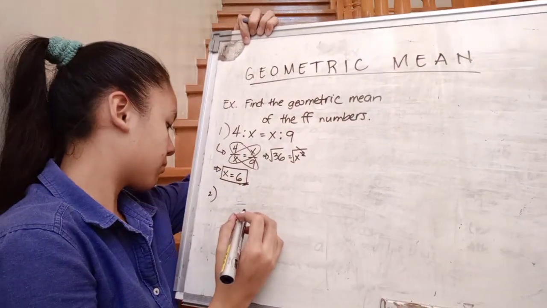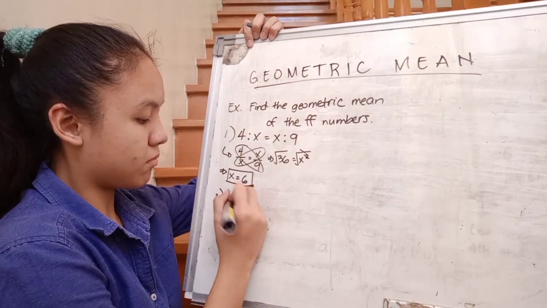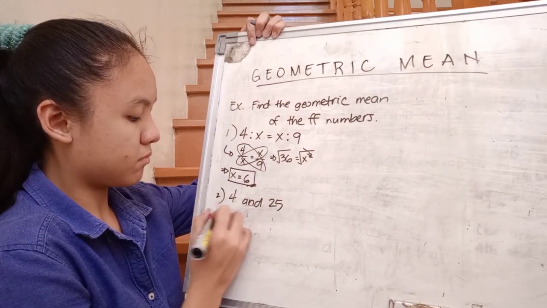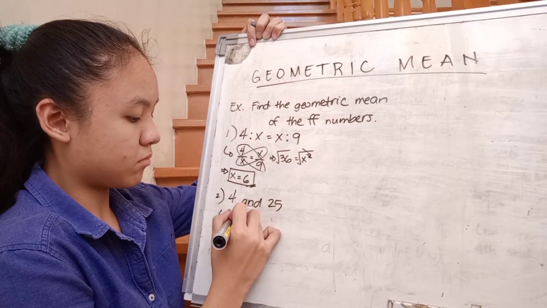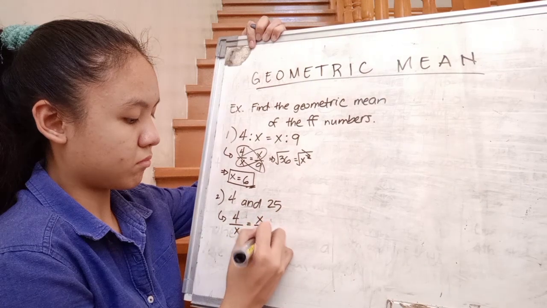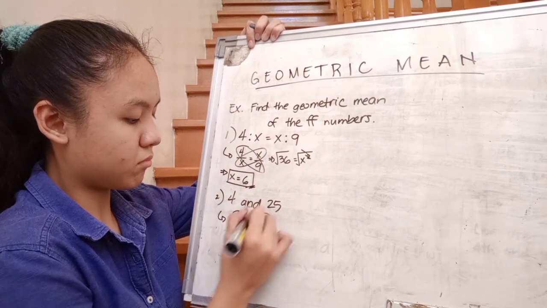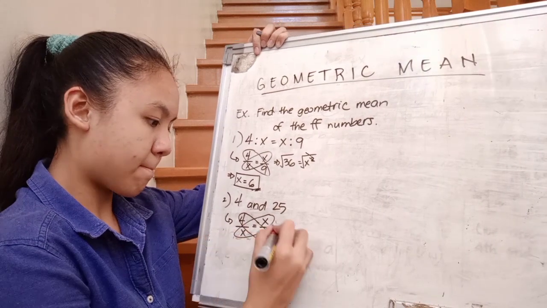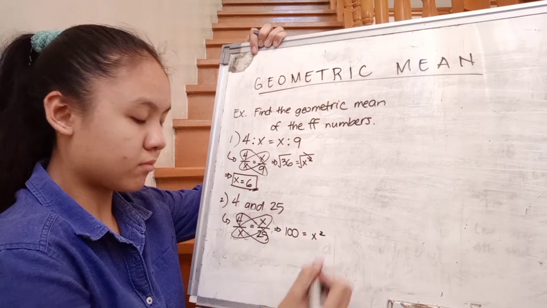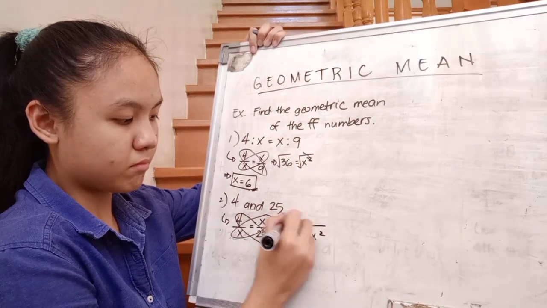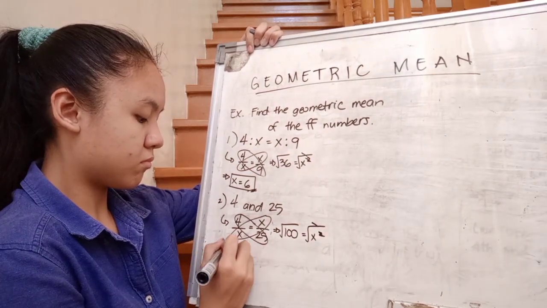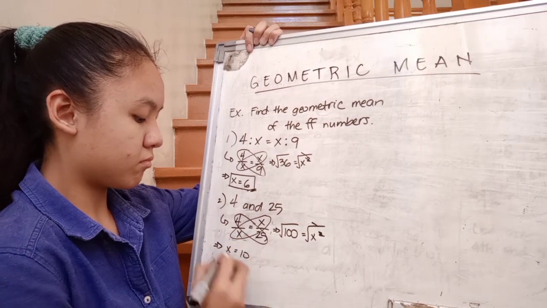Second example, 4 and 25. So writing it in fraction, 4 over x is equal to x over 25. Cross multiply, 4 times 25 is equal to 100, and x times x is equal to x squared. Then getting the square root, cancel. Square root of 100 is 10, so x is equal to 10.